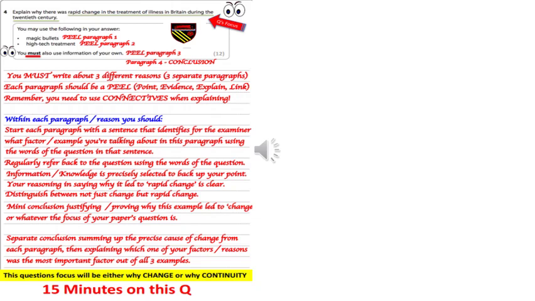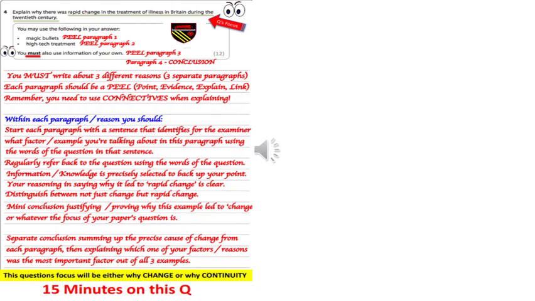Always use the language of the question. So one reason there was rapid change in the treatment of illness in Britain during the 20th century was magic bullets. For example, Paul Ehrlich and Dr. Hata developed Salvarsan 606. This was important because it helped with the treatment of syphilis and meant that fewer people suffered death as a consequence. This links to the question by meaning there was rapid change in the treatment of that particular illness.